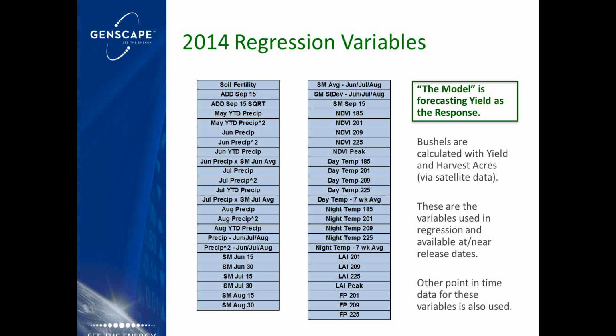So as Ken alluded to, in 2014, we do have more regression variables that are available to us. Many of those over in the left-hand column we were using last year, so some very classic ones, precipitation and soil moisture certainly. We also take year-to-date measurements into account. We also square some of the variables just in case there's too much precipitation. Then we can take that into account with the precipitation squared.